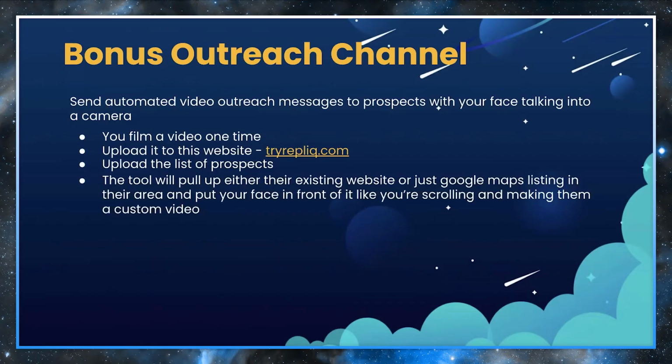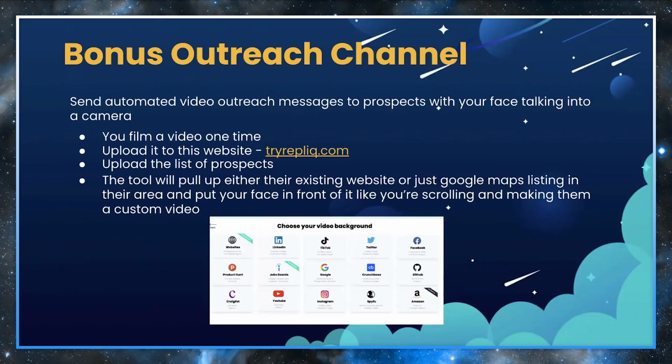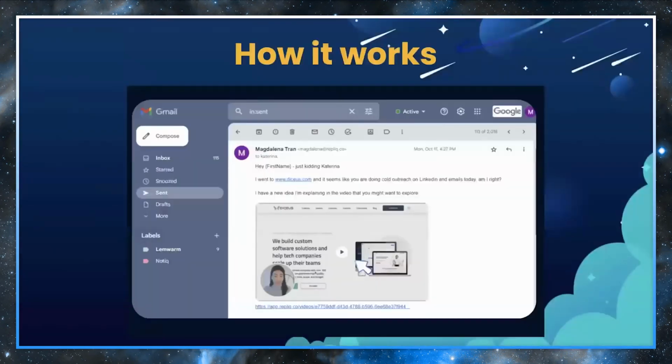You already generated the prospects. And this tool will pull up either their existing website or just Google Maps listing in their area and put your face in front of it, like you're scrolling, like you're filming a Loom video, and like you're making them a custom video like this. So you choose, okay, what do you want to show in the background? I'll show you what this looks like in practice here as well. So you choose a website. If they don't have a website, you choose Google right here. And it's just going to pull up, they're just going to see all of their competitors, all the landscapers in Las Vegas, right? This is how it looks.